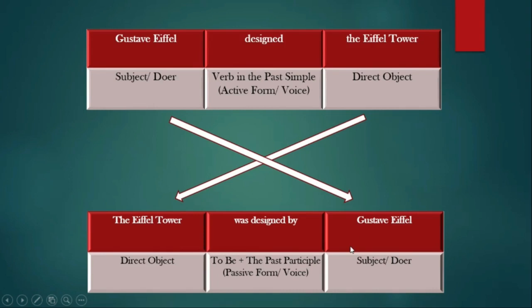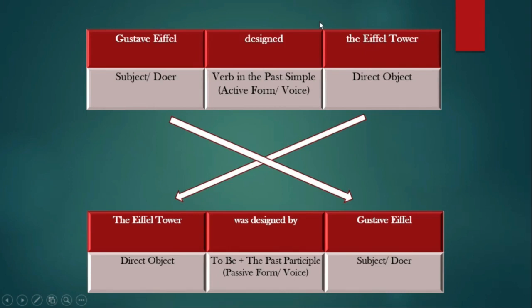Now, let me just give you a very, very interesting piece of information here. If the sentence is in passive, you are not obliged to put the rest of the sentence. I mean, by Gustav Eiffel. I just say the Eiffel Tower was designed. That's what we mean by a passive form. That means the doer is unknown.